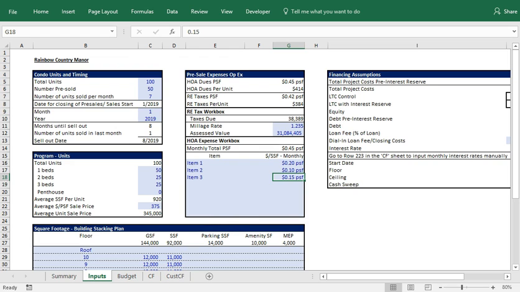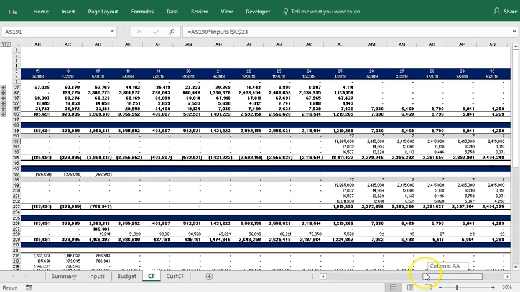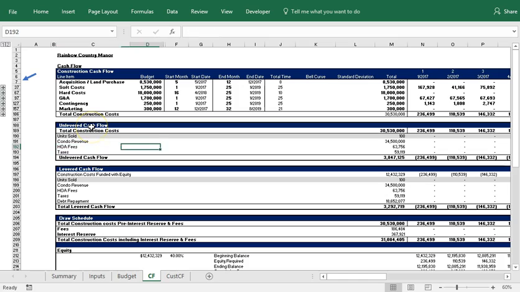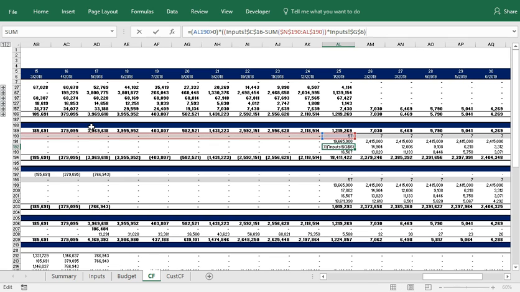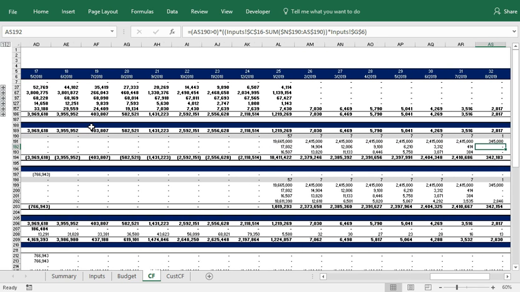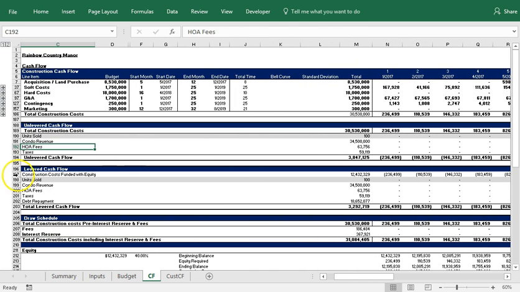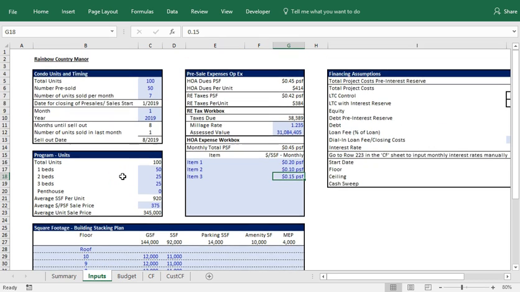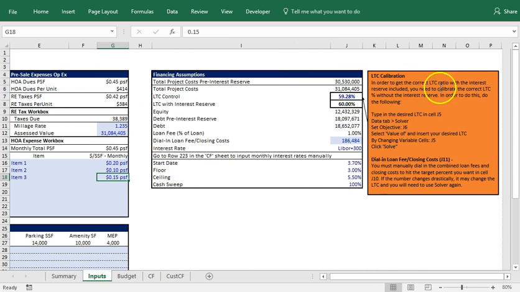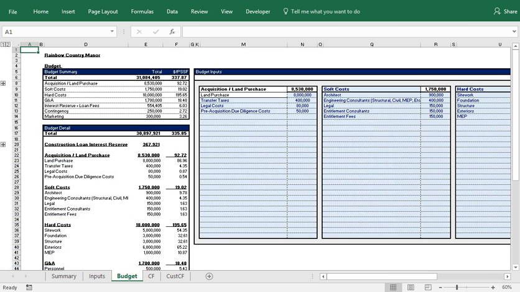And all of that flows through to the cash flow tab. So as you can see, we have our HOA fees and taxes, and they are also dependent on the unit count that's sold. So basically, as the owners of the units, you still have to pay up until you sell the last one. So these formulas for both taxes and HOA dues calculate that appropriately. And so that covers up everything in the inputs tab, save for the financing assumptions. But as you can see, there's detailed step-by-step instructions. So let's move on to the budgets tab.